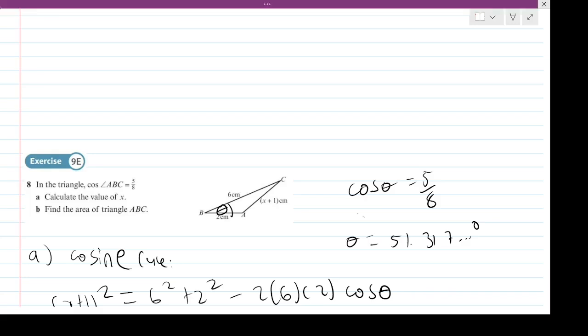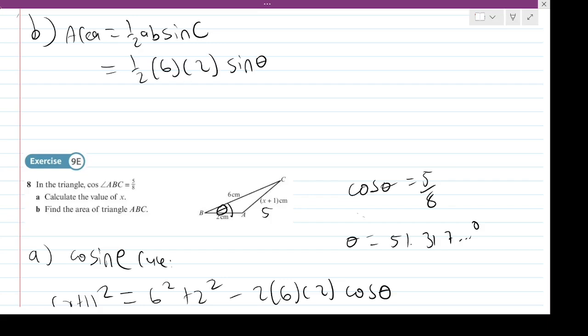So if I do it up here, x plus 1, well, if x is 4, then 4 plus 1 is 5. So we're in the case where we've got two sides, 6 and 2, and the angle between them, theta. So I'm going to have the area, which is a half ab sine theta, or sine C in general. But then the two sides is going to be half times 6 times 2, the sine of theta.